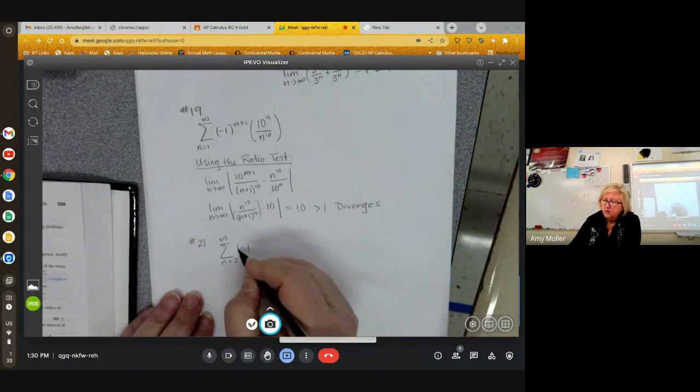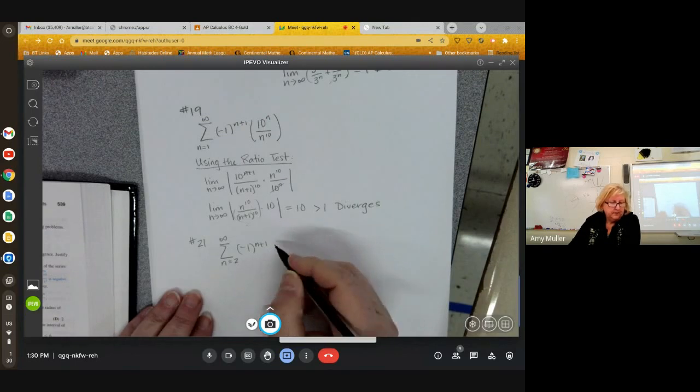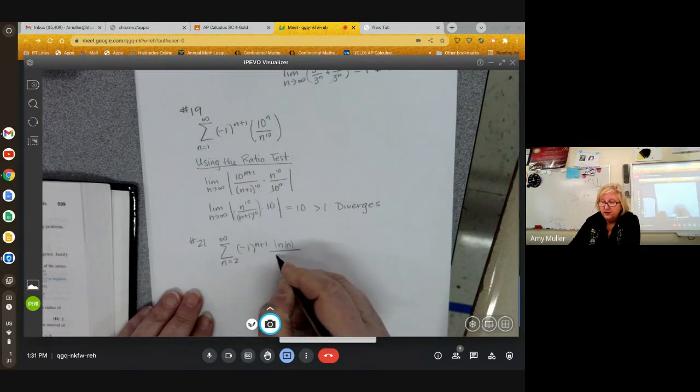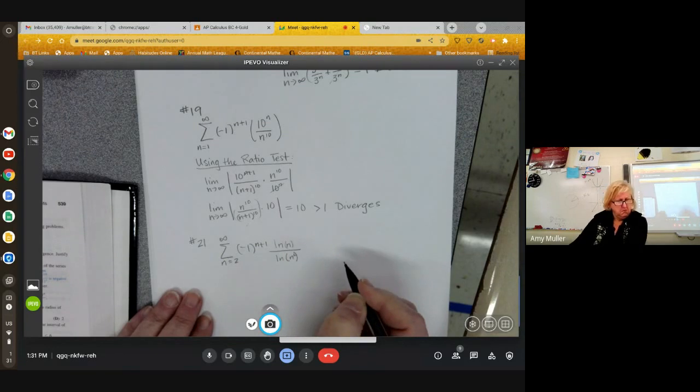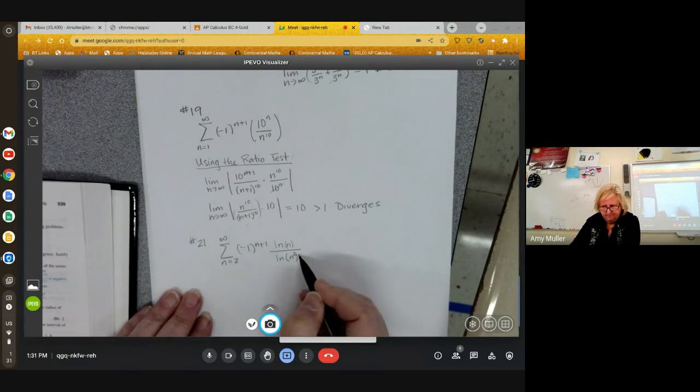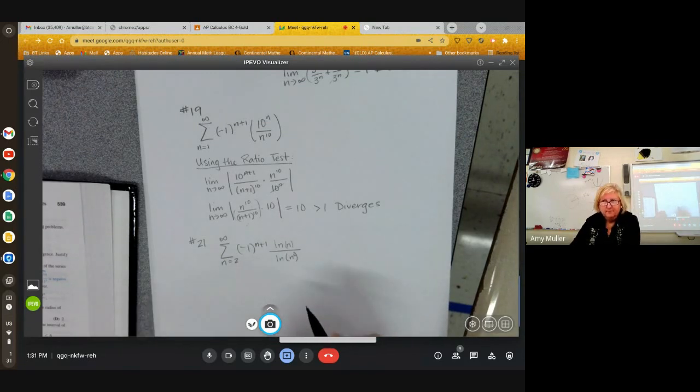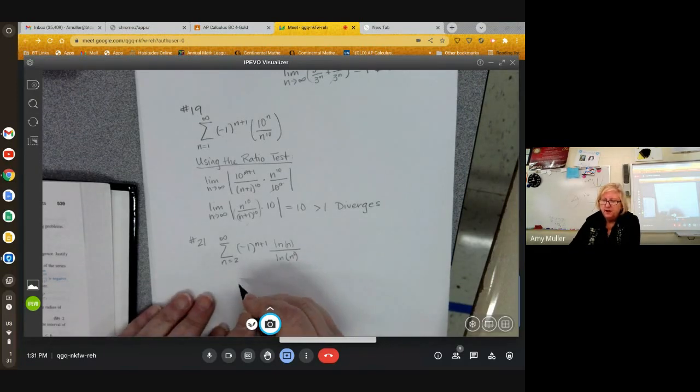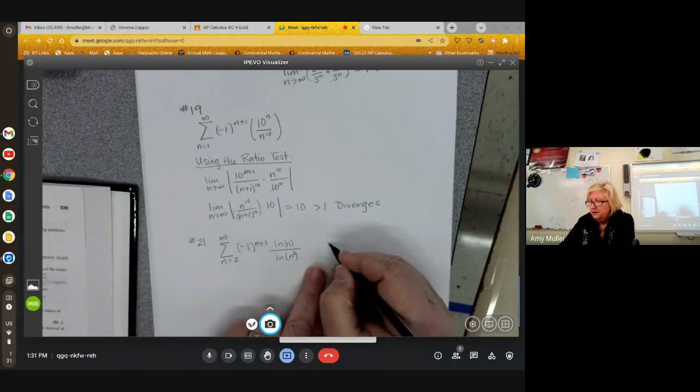This is -1 to the n plus 1, and this is ln n, ln n squared. What can I do with this 2? You can bring it down with 1, so it's 1/2, right? So if I do the nth term test, I do the nth term test.